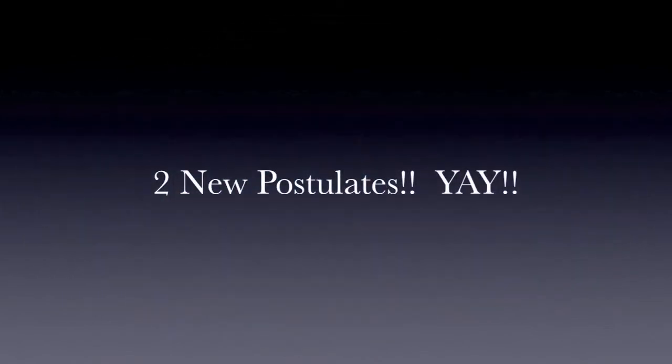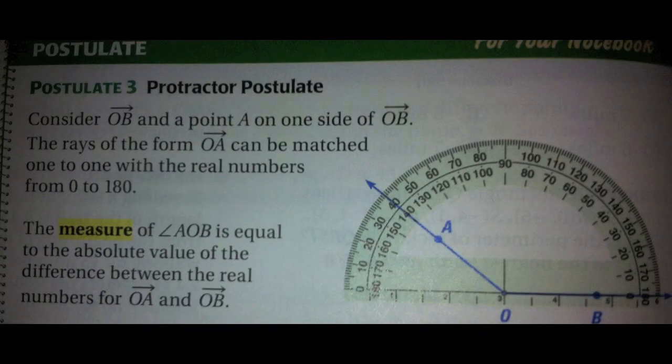Two new postulates, yay! We're going to talk about 2 new postulates that your textbook goes over. These still frames actually come straight out of the textbook. The first one is your protractor postulate. Basically, it is telling you that you can use a protractor to measure your angle.